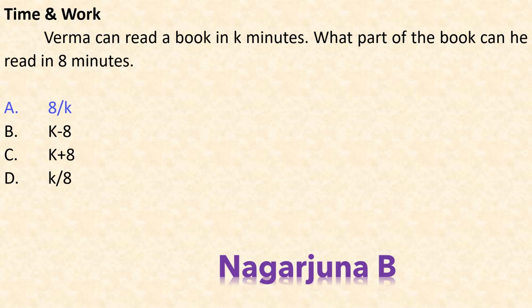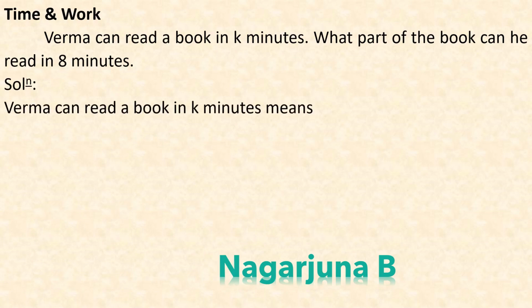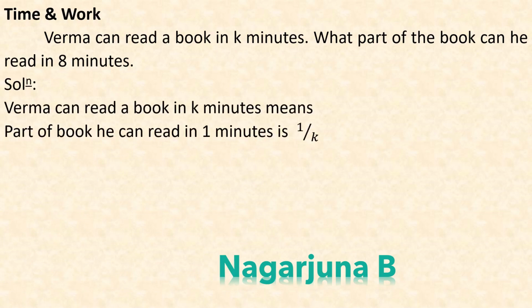How we get this answer? We shall see. Verma can read a book in K minutes. What part of book can he read in 8 minutes? The solution for this one is: Verma can read a book in K minutes means part of book he can read in 1 minute is 1 by K. In 1 minute he will be able to read 1 by K part of a book.